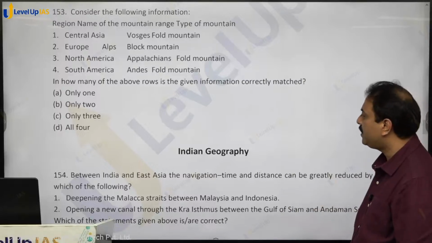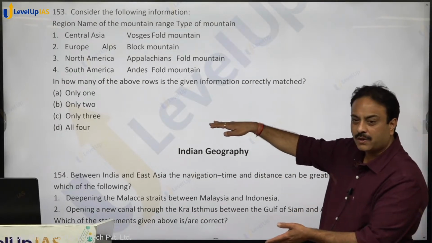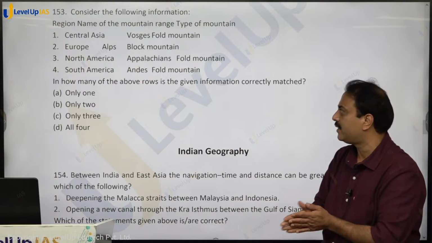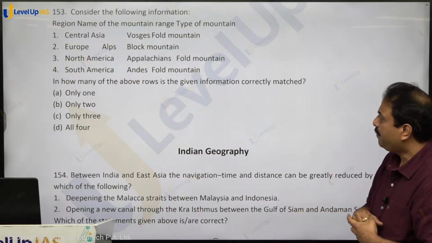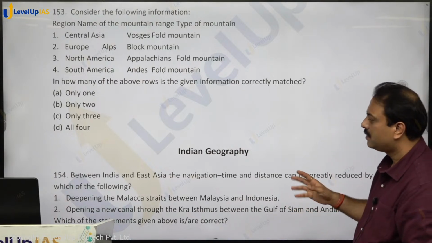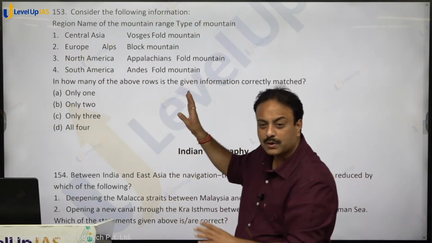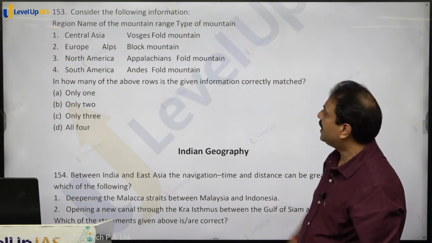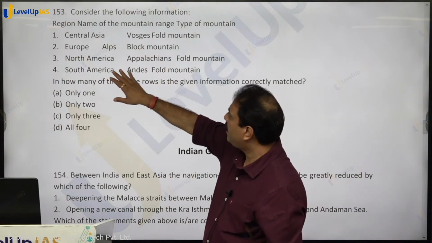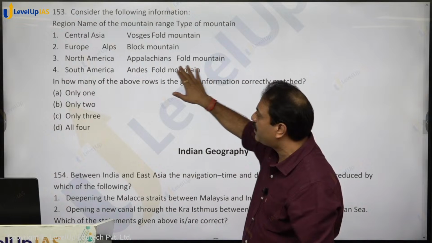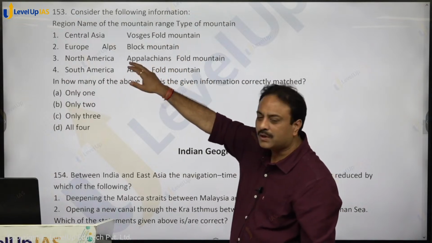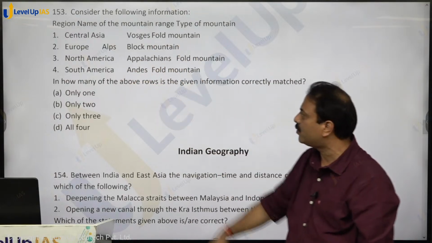Consider the following information. This is the last question for physical geography. After that, we will start with Indian geography. Region name. This is, the alignment of the question has gone a bit wrong. Region name is written, and then mountains are there, and then the type of mountain. Don't focus on the headings. Focus on individual points 1, 2, 3, 4. You will get to know.